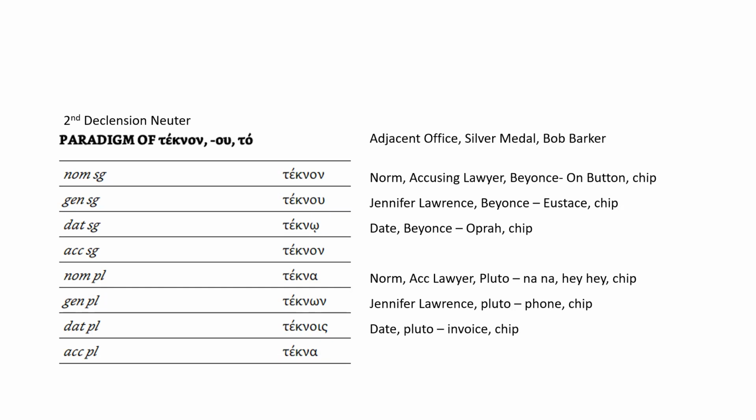There are fewer things to memorize, but it does mean you're going to have more images grouped together. So Norm Macdonald and the accusing lawyer, because whenever you see them both together, you're going to know this could be nominative, this could be accusative, and Beyonce. Beyonce reminds me of singular because of her song Single Ladies. So I see Beyonce, Norm Macdonald, and accusing lawyer, and they've got a big on button with computer chip. Maybe they're sitting around discussing it in that adjacent office next to Bob Barker with a silver medal. So the chip reminds me of tech, and the on button reminds me of the ending on. So teknon is the on button and the chip.